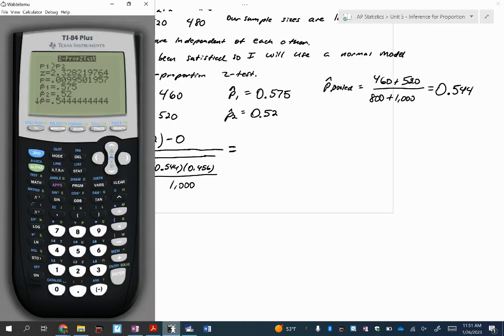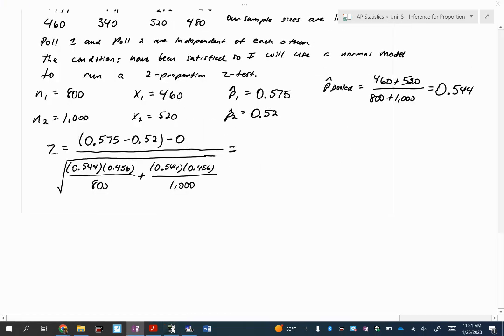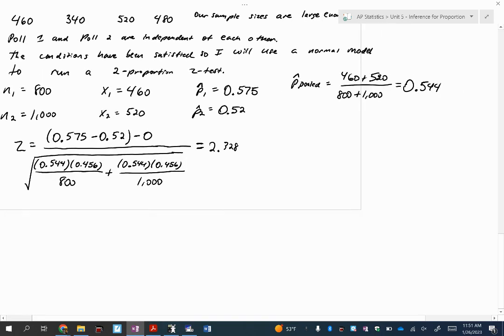So our z-score is 2.328. Let's draw our curve. Make sure to draw this curve next week, on the test. 2.328 is pretty far to the right. Which one am I shading? To the right.